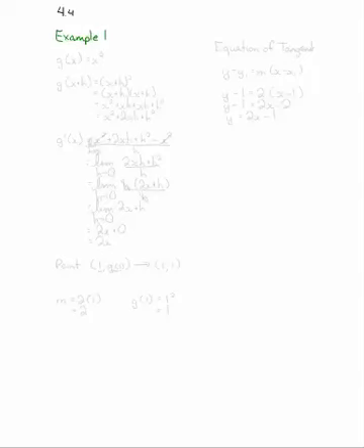Now, the derivative formula is f of x plus h minus f of x. Doesn't matter that we have g of x, it's going to be the same process. G of x is x squared. G of x plus h, we'll substitute in x plus h in place of x. We'll FOIL it out and simplify.